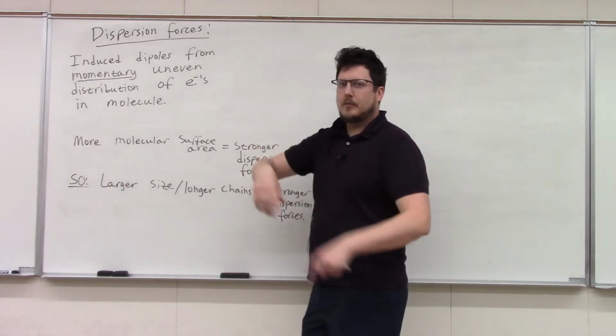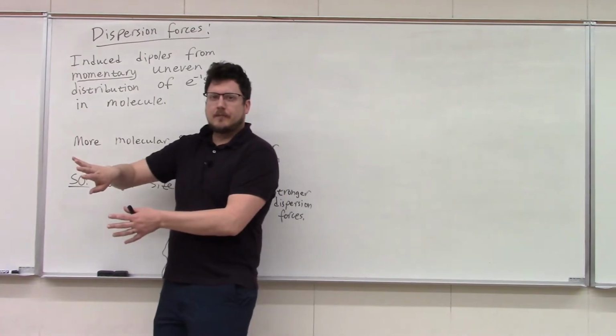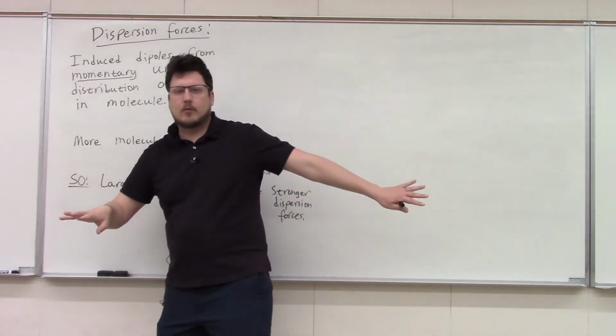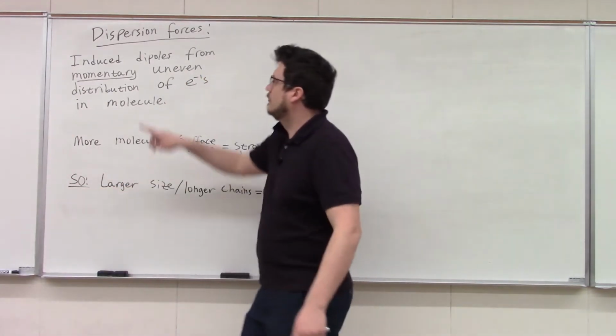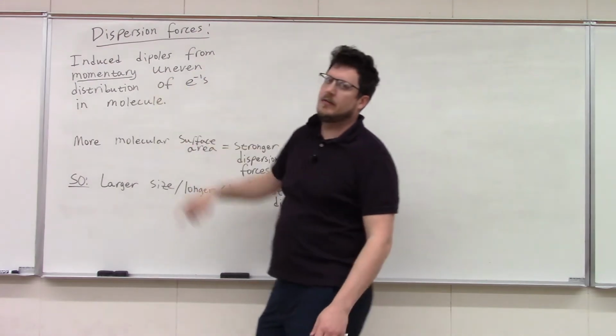Electrons are moving around randomly. So sometimes they'll overload a side and make it a little more negative, and then wherever they aren't is a little more positive. So it's a momentary uneven distribution.